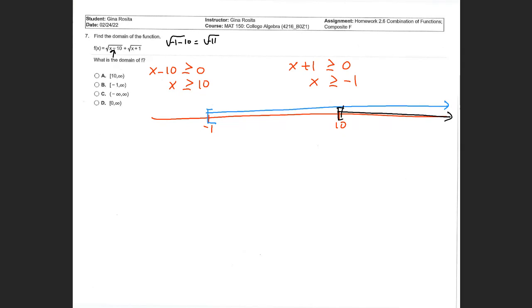Looking at both, they start from 10. So the domain of f is the intersection, which is from 10 to infinity. Go to the next one.